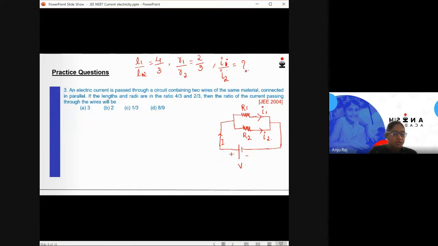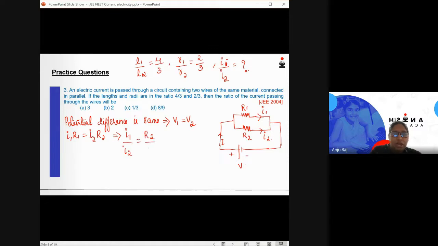So let's start solving. Here potential difference is same. Potential difference is same means what? For both the wires, I can write V1 will be equal to V2 and that will be equal to V. Now, using Ohm's law, you can represent this potential difference as IR. So here I1 R1 will be equal to I2 R2. Current is different, resistance is different, so different representation. Now rearrange it in such a way that you get I1 and I2 one side because that is the ratio that we want, will be equal to R2 by R1.